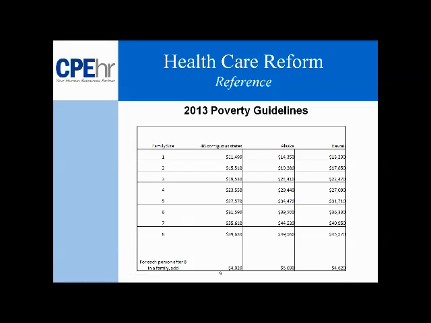The last page is the 2013 poverty guidelines that I spoke about earlier. These will change in '14, but this is the information we have available, and it shows the income levels for an individual or families from 2 to 8 and above.